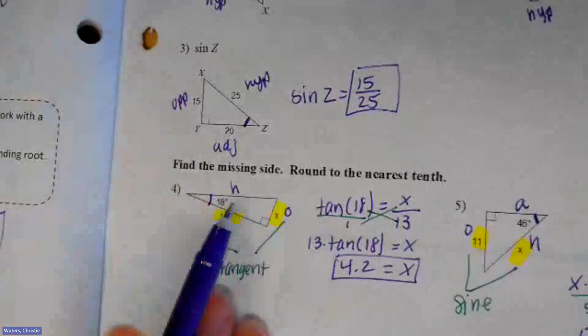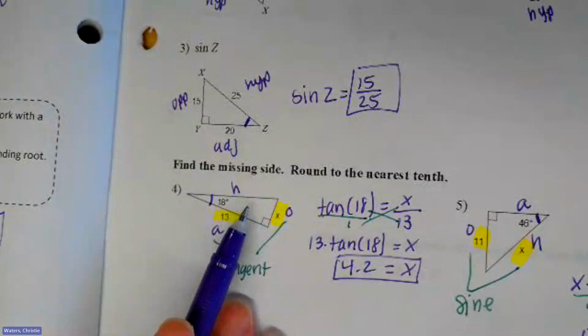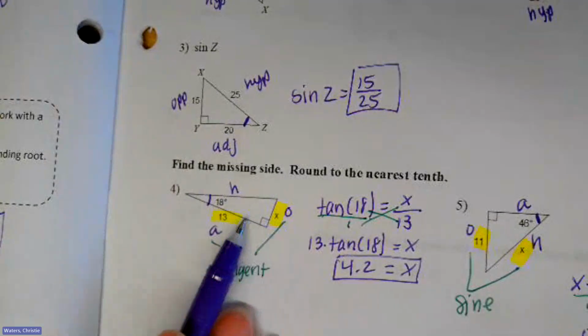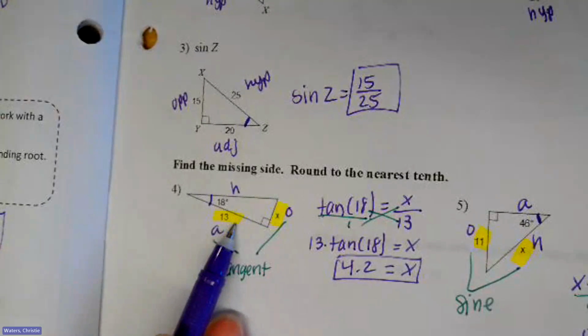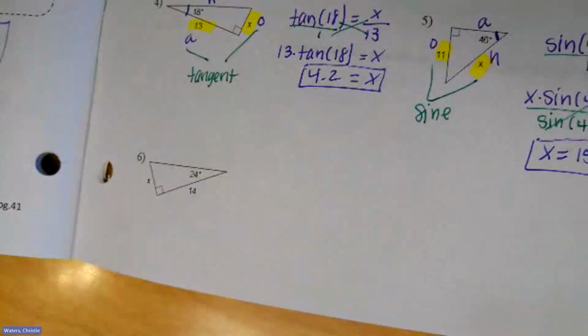Same thing we could have done with number 4. We didn't find the hypotenuse, so it's not the longest side, but I got an answer of 4.2. Well, that is less than 13, and this side definitely looks a lot smaller than this side, so I'm happy with that answer of 4.2. All right, so let's go ahead and work on number 6.